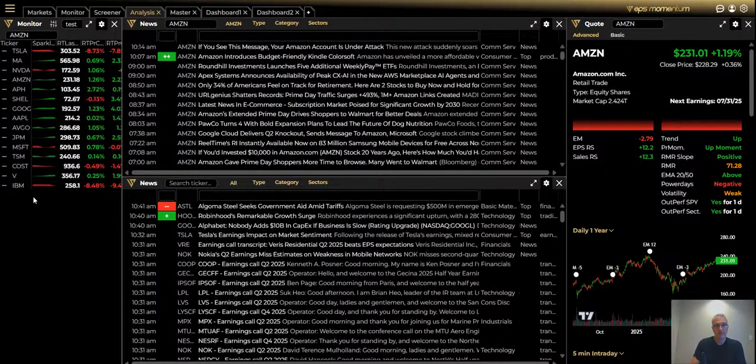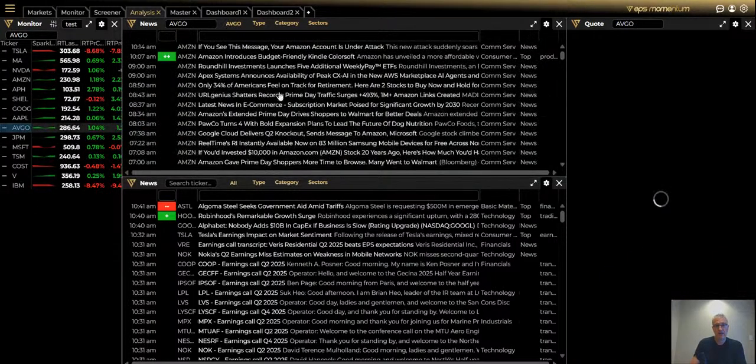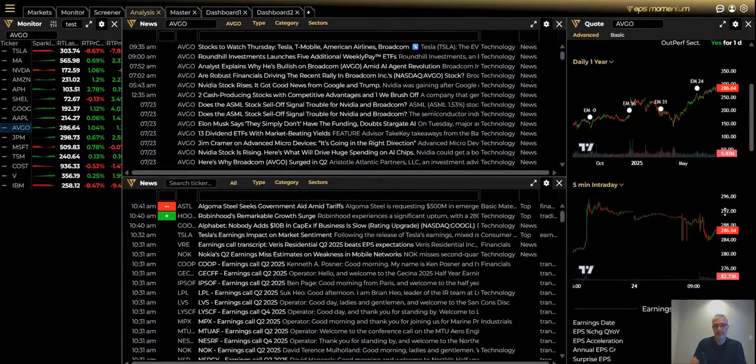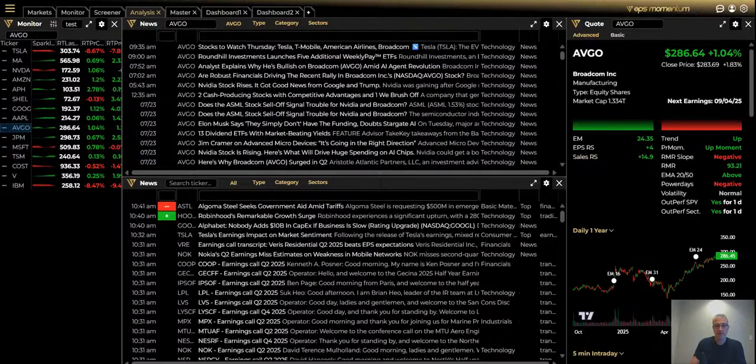And here I have all my stocks, including the one I just added, which was I think AVGO. And I can click on it, and then I get the news for the day on AVGO. I get a full advanced description, and I can look at it thoroughly. The news piece is pretty intense as well.